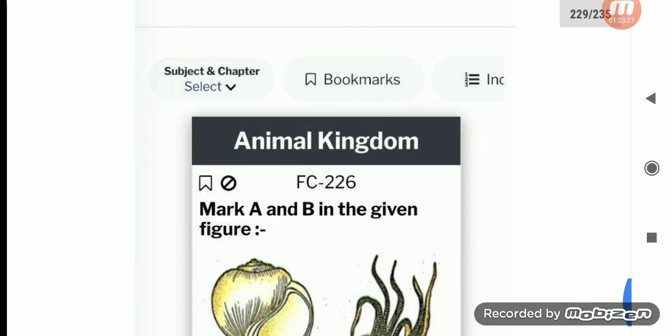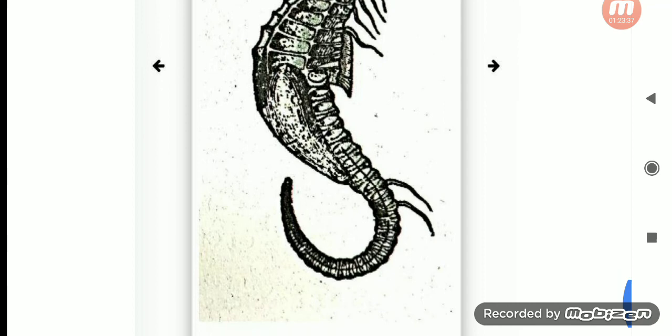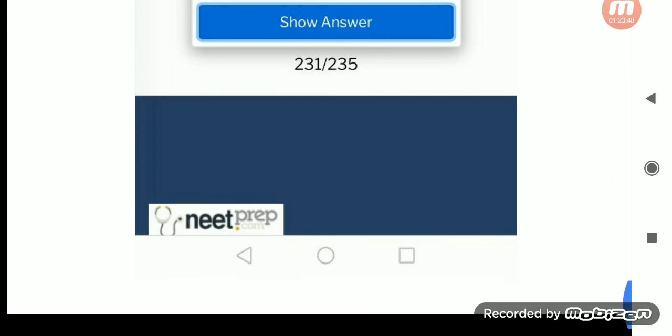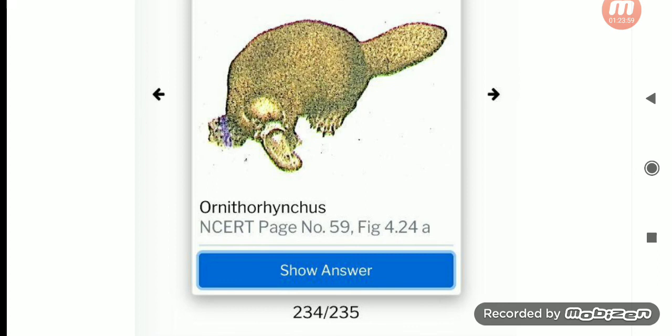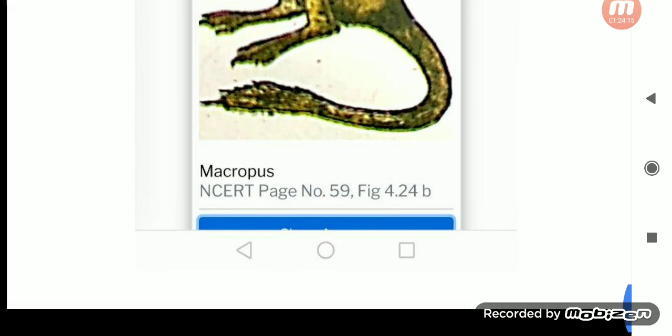Pila, squid, octopus, seahorse, Hippocampus. Scoliodon and Pristis. Petromyzon. Ornithorhynchus. This is eagle or vulture or Neophron, this is Neophron. Kangaroo or macropus, okay.